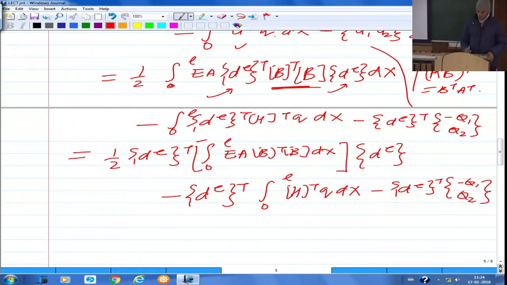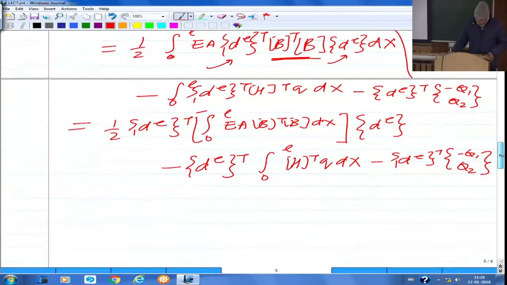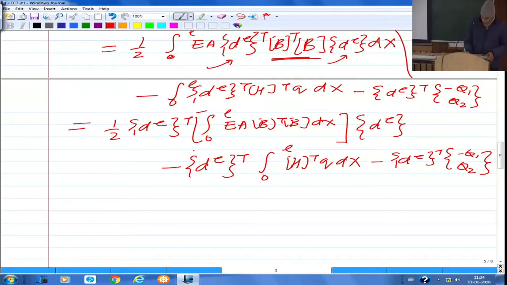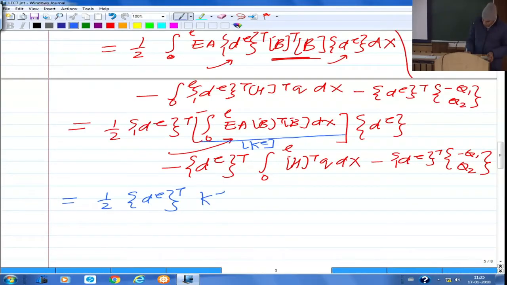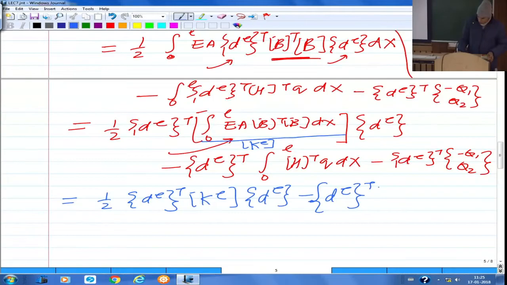So this is what we can write, and we call this matrix which you have got here the stiffness matrix, this particular quantity. So let me give a notation to that. We are going to denote the whole of this matrix as the element level stiffness matrix. So let me use the notation Ke for that. Then you can write this expression as half of de transpose, including that integral, which I am saying is Ke, into de, that's the first term, minus second is de transpose, and this I am going to use another notation.